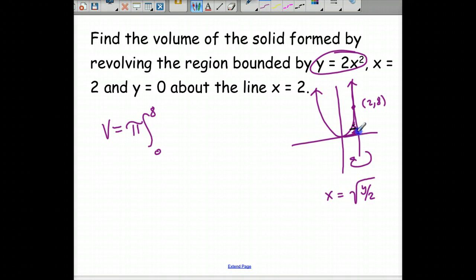My rectangle is going to be this distance here. So remember, this distance from here to here is 2, and this distance from here to here is this function, square root of y over 2. I need the difference between those two. So right minus left, that whole thing gets squared because I am doing a disk method.